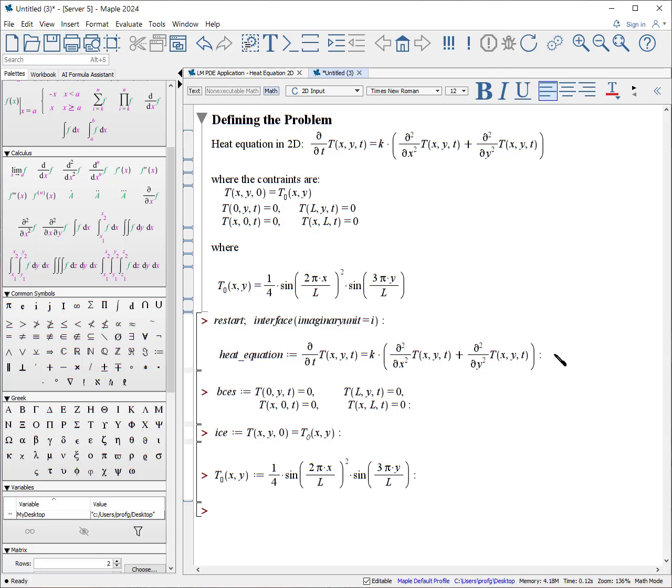So writing this out in Maple, it looks virtually identical. Here's the heat equation. These are our boundary conditions. There are 4 of them. This is our initial condition, where it is a function of some sort of state of the system. Here's the state of the system.